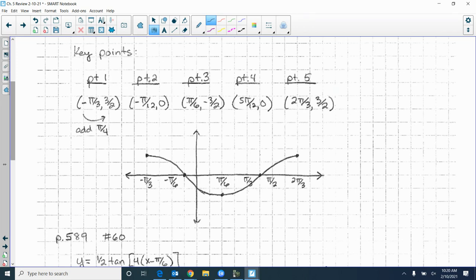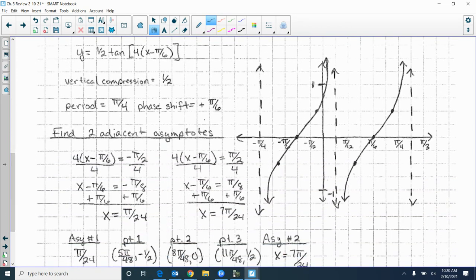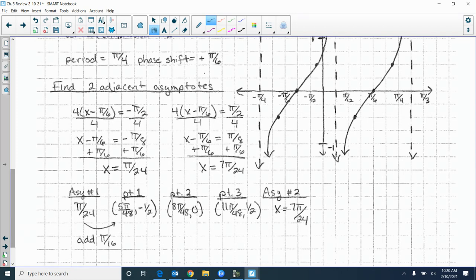For the second one, number 60. Okay. Tangent. The asymptotes are using negative pi over 2 and pi over 2. You got to solve for that. So I need to have them at pi over 24 and 7 pi over 24. The points in between there: 5 pi over 48, 8 pi over 48, 11 pi over 48. I'll have this on Canvas. You can look at it a little bit closer if needed. And then you do have to have 2 branches. So for the one branch, I went over pi over 24. And then I just did another branch to the left. But do have 2 branches on there.